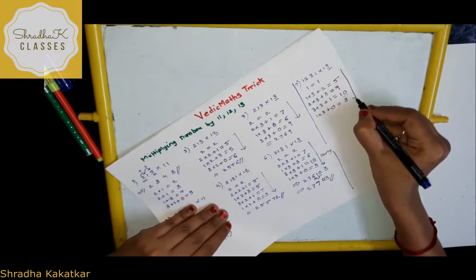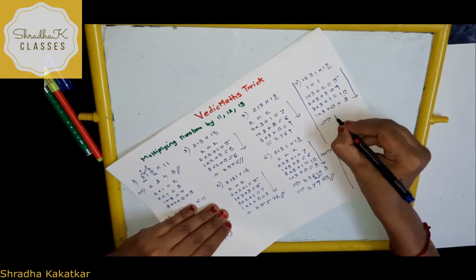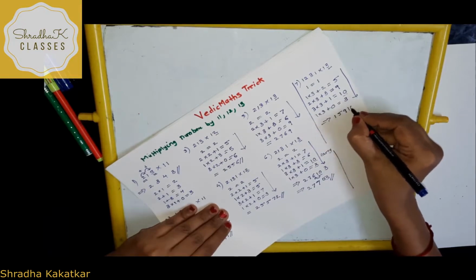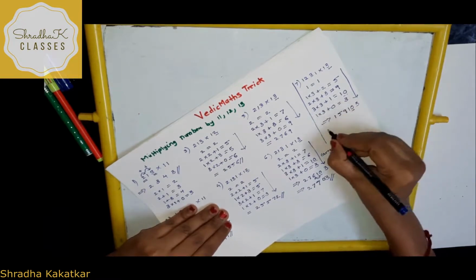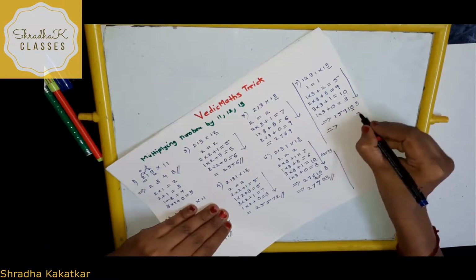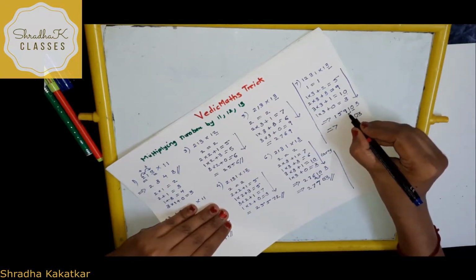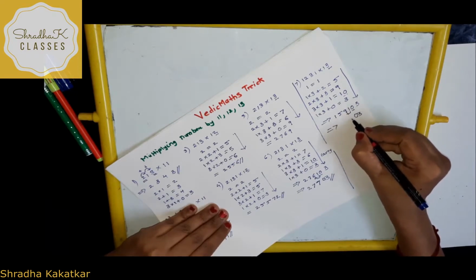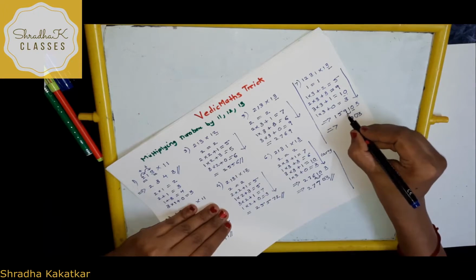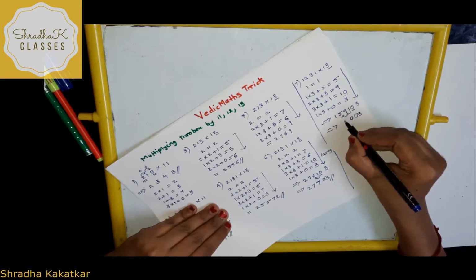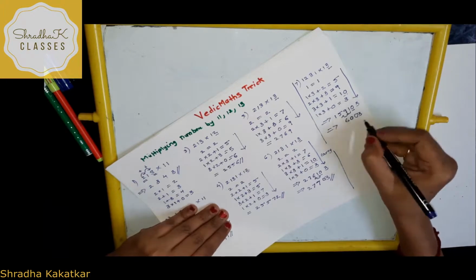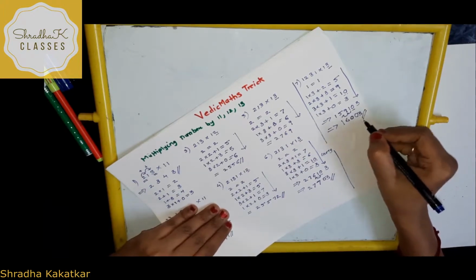Now first write down the answer: 1, 5, 9, 10, 3. Now what do we have to do here? Write 3 as it is, 0 as it is. Now carry this 1 forward here. So 1 plus 9 is how much? 10. So write that 0 and you get 1. Then again carry it forward to 5. So 1 plus 5 is 6. And then write 1. So this is your final answer.